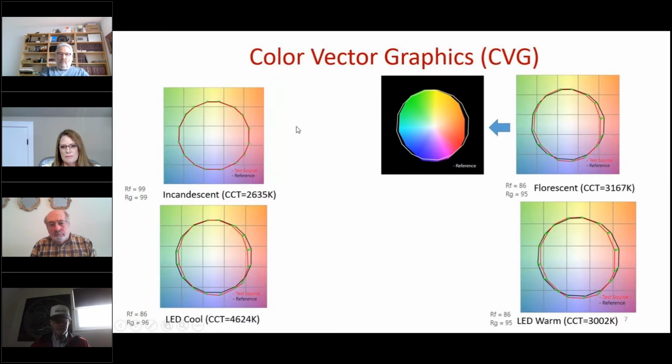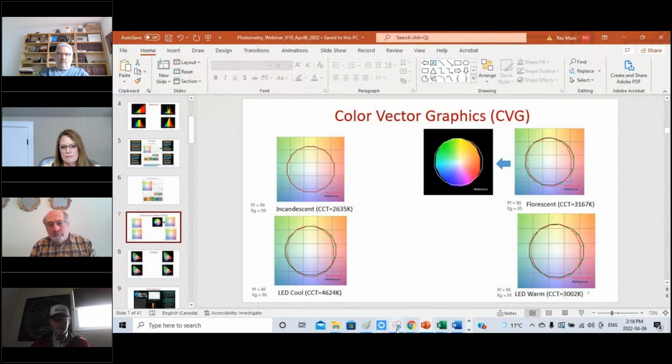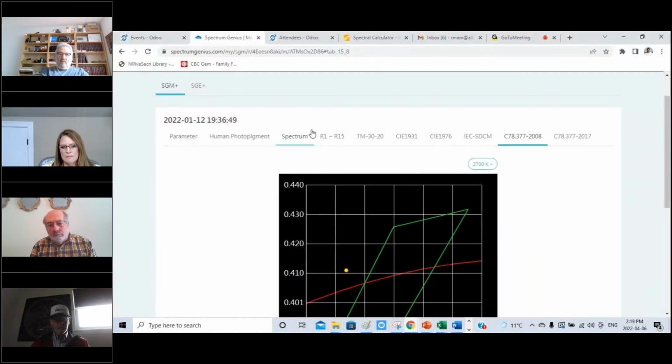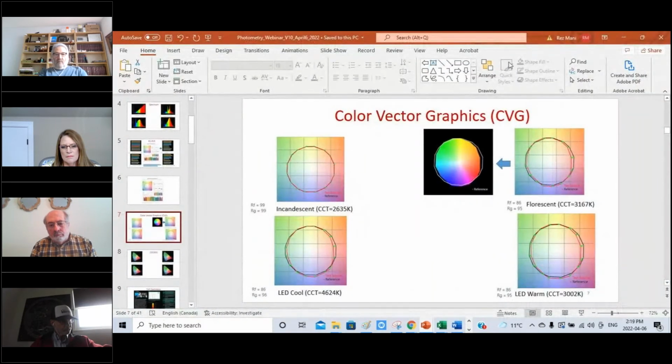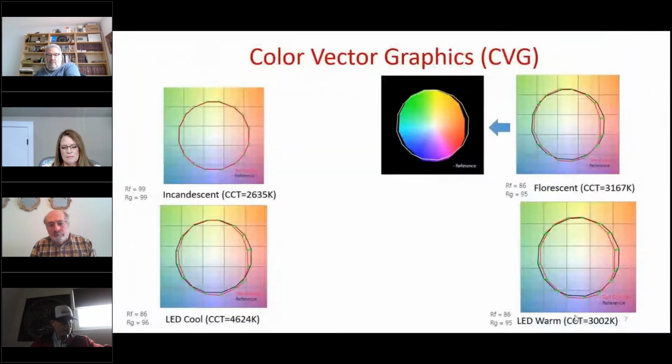All right, so next we go to color vector graphics. If you go to the cloud, you can go to Spectrum TM30, you'll see it here. These are the ones that we are looking at for the 4 lamps. Let's look at it and see what we understand from this, and do we expect these graphs or not?